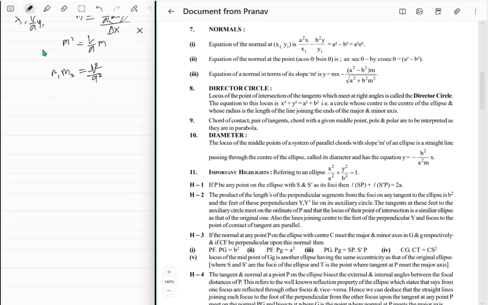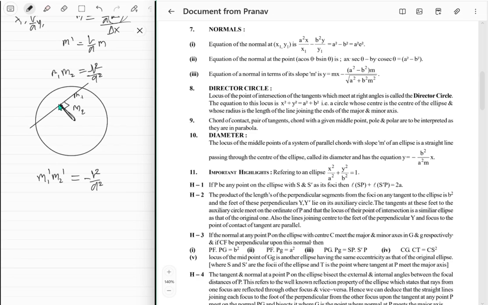So if you had a circle, and whatever chord you have, you don't care what the chord is like, you know that if you join its midpoint to the center, the line you get is perpendicular to the chord. Then you apply a linear transformation on this, and the slopes will change. Call this slope m1 and this one m2. Both slopes will change, and m1 dash times m2 dash will now be negative b squared upon a squared.